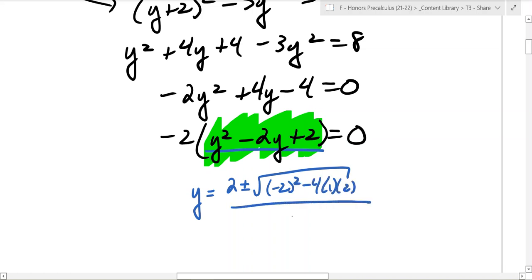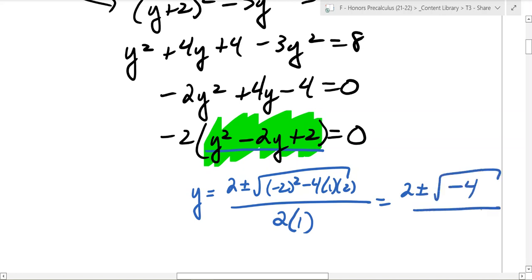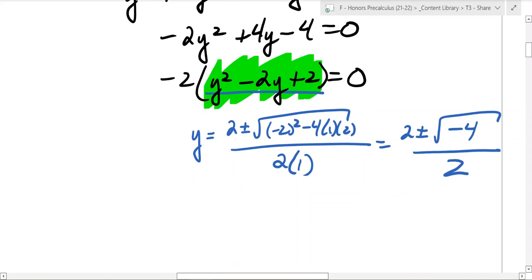This is the quadratic formula, all over 2a, which is 2 times 1. And when you do this out, you end up with 2 plus or minus the square root of 4 minus 8, which is negative 4, over 2. So what that means is you have two imaginary roots.